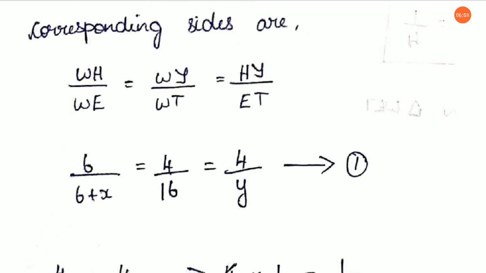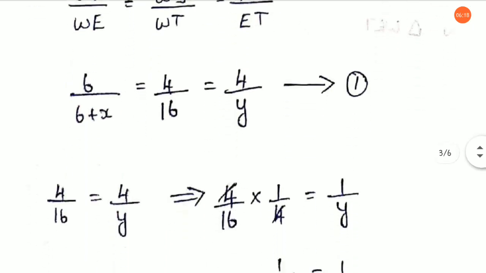And now since there are two unknown variables here, I cannot directly equate it. So since it is in proportion, can we separate this? Only one unknown you can find at a time. So I am going to take these two equations and then solve. So 4 by 16 is equal to 4 by y, and then I am going to keep this 1 by y here. Just listen children, this 4 by 16 is equal to 4 by y.